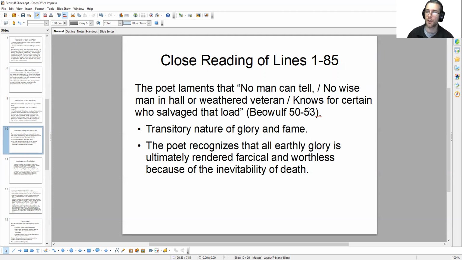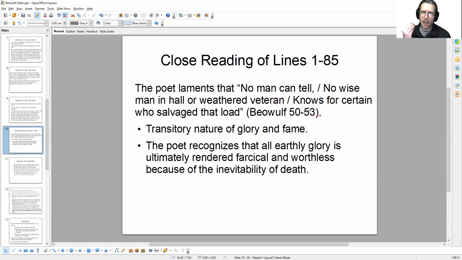No one knows for certain who salvaged that load. Everything that he accumulated is just lost on the ocean. Who knows where it went or who retrieved or picked up all that glorious spoil and splendor. His life ends not in glory, but in ambiguity and futility. Thus, everything that he seemed to have done is rendered farcical as a result of the fact that death is the end and life is meaningless, even the glory that we achieve.